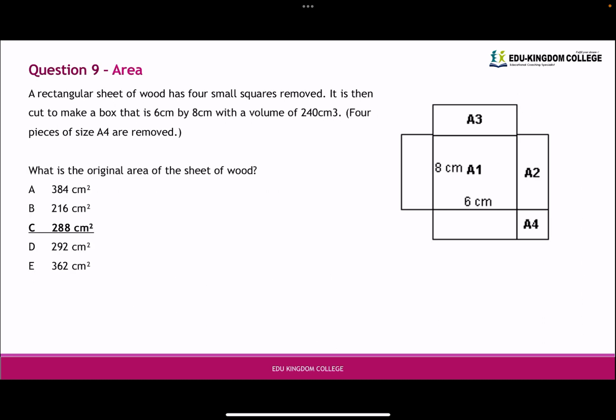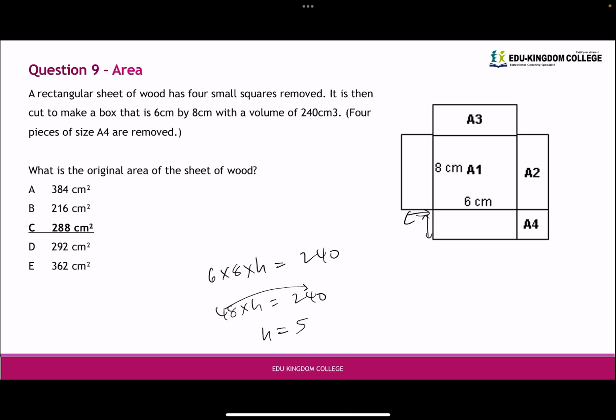We have a rectangular sheet on the next question. It's 8 by 6, and we don't know what these sides are. We need to calculate that. So they give us 2 sides, and we need to find out what the height is after it's folded up. So our volume is 6 times 8 times the height should equal 240. 6 times 8 is 48, times the height equals 240. So if you divide it, our height should have been 5. If you move it over and divide it, height would have been 5.